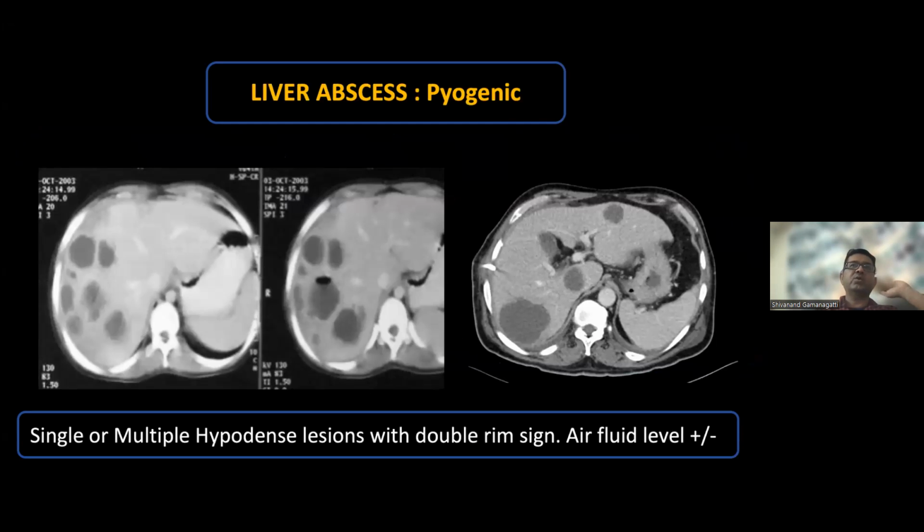On the contrary to amoebic liver abscess, the pyogenic ones tend to be multiple and small. They are scattered in both the lobes. Sometimes you may see an air fluid level. Again, the enhancement pattern remains the same. Whether it is amoebic or pyogenic, you will have an enhancing wall and a peripheral edema, but they are scattered in both the lobes.